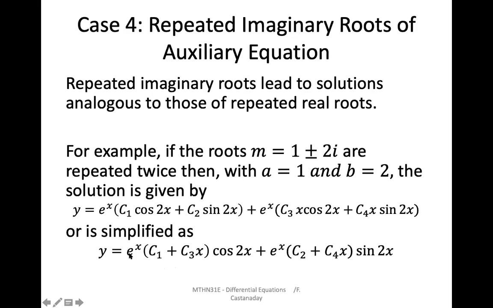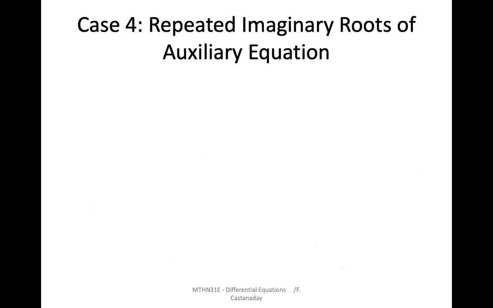So this is also another form of writing your solution. Here you have e raised to x times the combined coefficients of cosine 2x, c sub 1 plus c sub 3 x, plus e raised to x times the combined coefficients of sine 2x, c sub 2 plus c sub 4 x. As you can see, the subscripts are in alternate form: odd subscripts, then even subscripts. Questions? Okay, now let's go to another example.